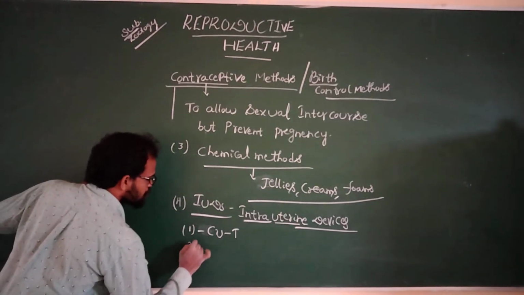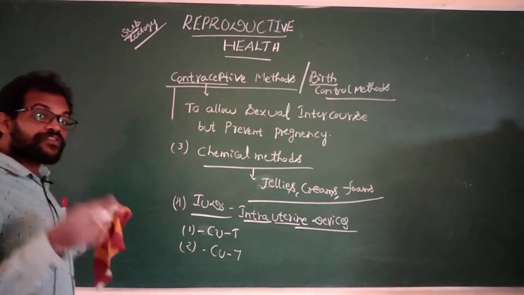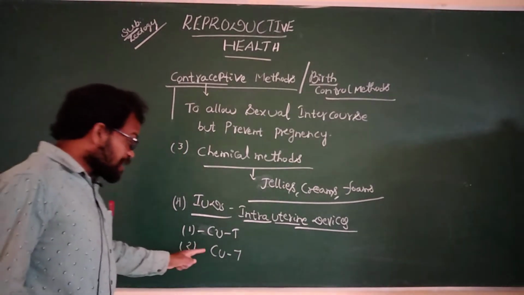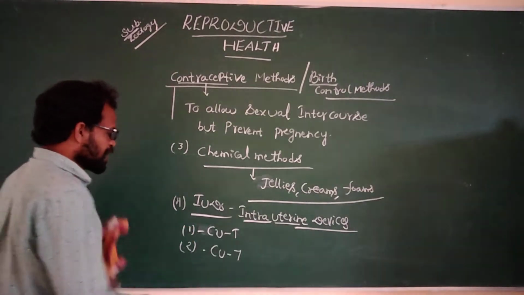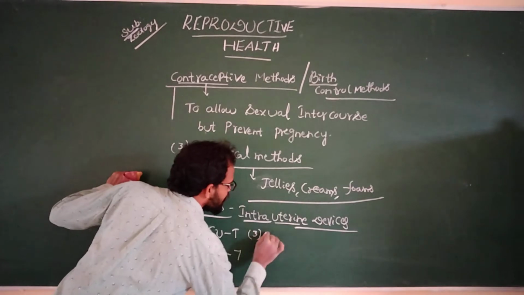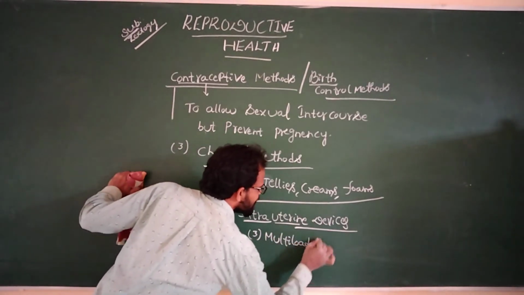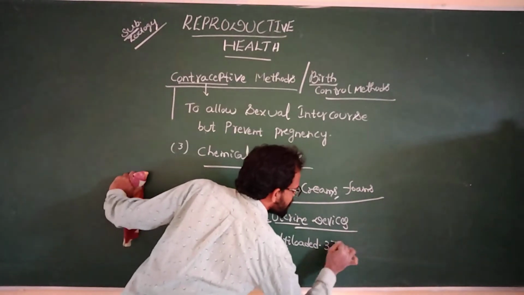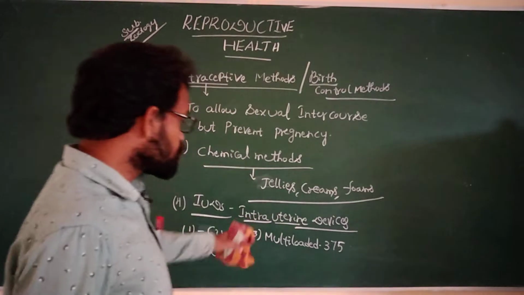Next one, Copper 7. The shape of the Copper T is T-shape. The shape of the Copper 7 looks like a 7. Next one, Multiload 375. Multiload 375 can also be used.